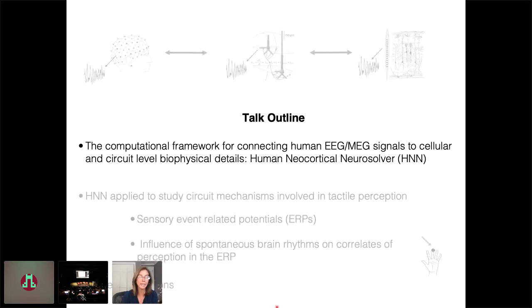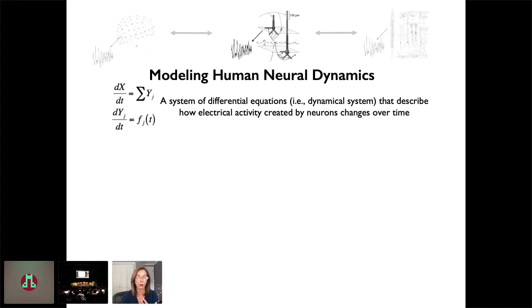So how do we begin to develop a framework to connect these extracranial signals to the underlying neural dynamics? Well, any model of neural dynamics at the end of the day is a system of differential equations that describes how the electrical activity created by neurons changes over time. And I promise you, this is the only equation that I'm going to show today.